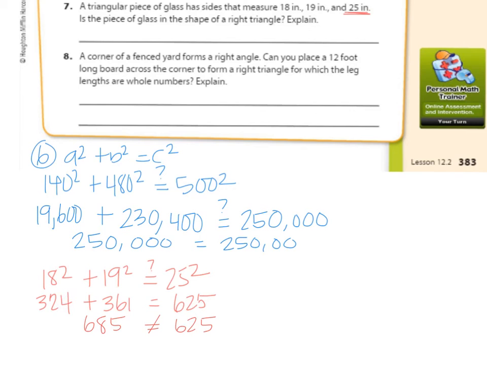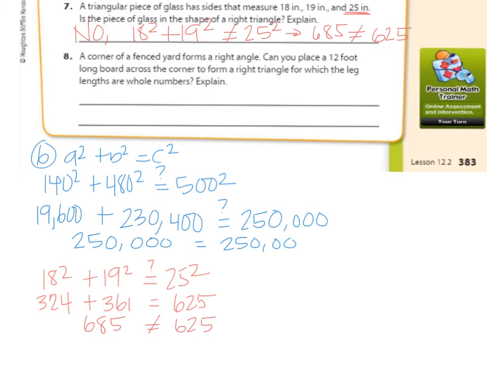Okay, so no, this is not a right triangle, and I can prove it because 18 squared plus 19 squared is not equal to 25 squared, because that would be 685 is not equal to 625. So that's my proof there.